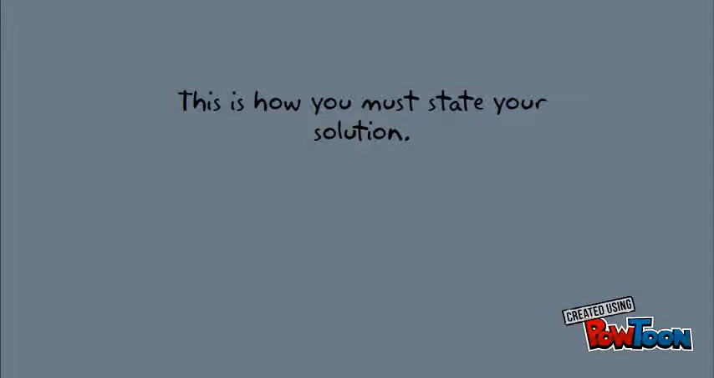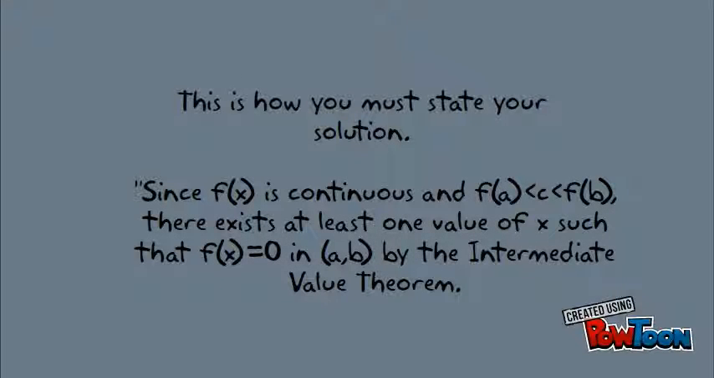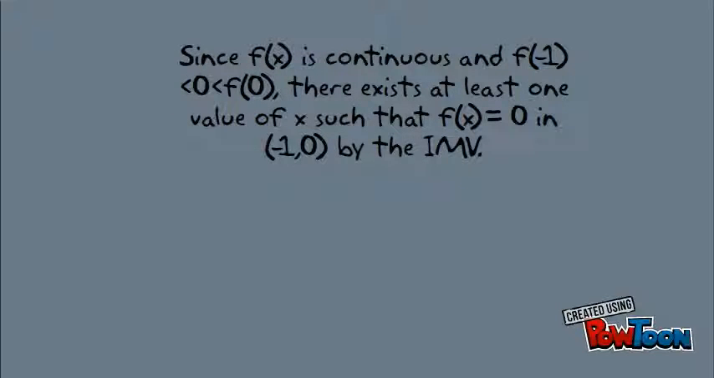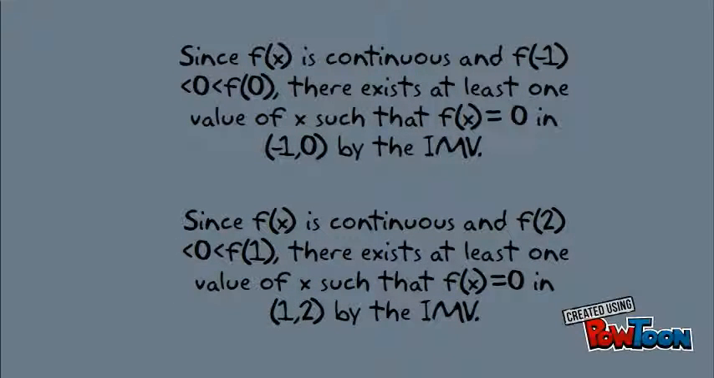This format is how you must state your solution. All you have to do is replace the variables with their interval. Because your two correct intervals were negative 1 and 0, and 1 and 2, they are stated like this.